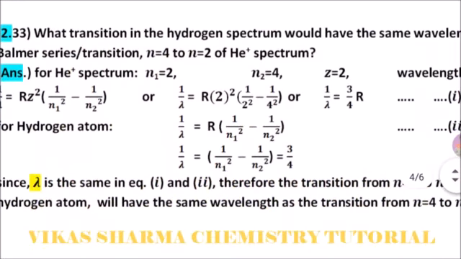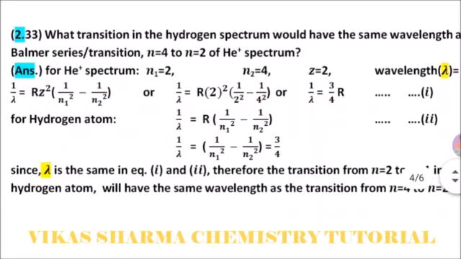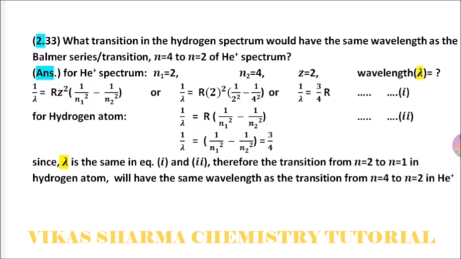The next question is 2.33. The question is, what transition in the hydrogen spectrum would have the same wavelength as the Balmer series transition where n1 is equal to 4 and n2 is equal to 2 of the He positive spectrum, the helium ion spectrum? For the helium spectrum, the first n1 value is 2 and n2 value is 4, and in helium the atomic number is 2, so Z is equal to 2. In the question they ask for the wavelength, so we can calculate the wavelength.